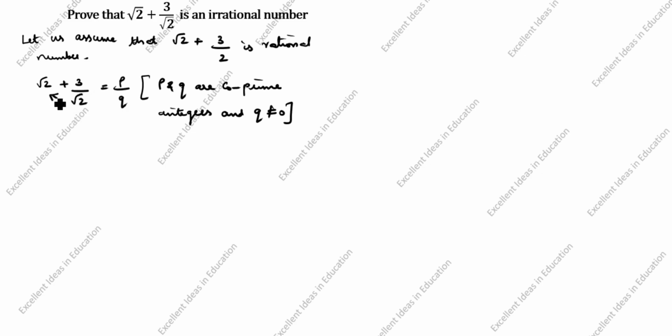Next, we will cross multiply. Root 2 into root 2 plus 3 by root 2 is equal to p by q. Root 2 into root 2 is 2. 2 plus 3 divided by root 2 is equal to p by q. 2 plus 3 is 5 divided by root 2 is equal to p by q. Next, cross multiply: 5q is equal to root 2 p.